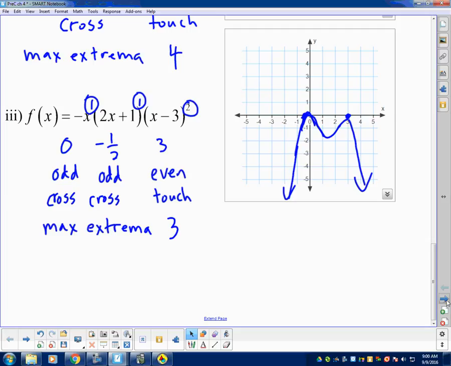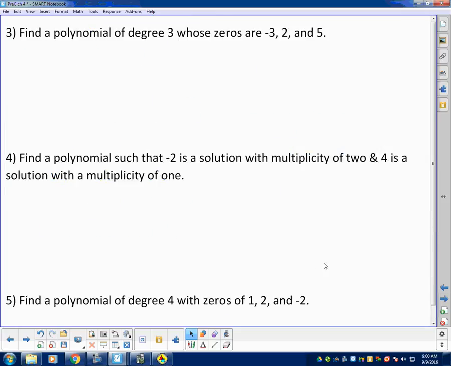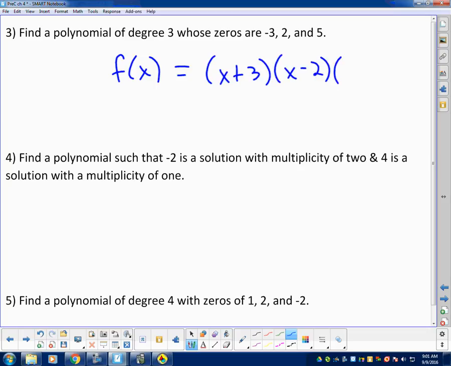Going the other direction is really easy, so these last 3 will be simple here. You've done this before with quadratics, but it says find a polynomial, so any polynomial of degree 3 whose zeros are -3, 2, and 5. So if I wanted to find a polynomial, let's call it f of x, and these are the zeros, then the factors would be x plus 3, x minus 2, and what's the third factor going to be? X minus 5. Right. So we're building polynomials from zeros.